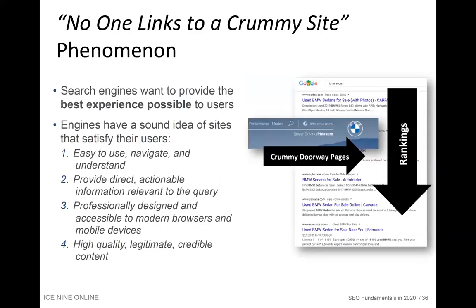One of the reasons why is that no one links to a crummy site. It's a phenomenon, right? If you're trying to acquire third-party links from other publishers, from other news sites back to your website, but your site is terrible, it's probably not going to happen. They're going to click on your website and they're going to see that it's terrible and they're not going to want to redirect their users to your website, right? Nobody links to a crummy site. This is a great example of BMW.